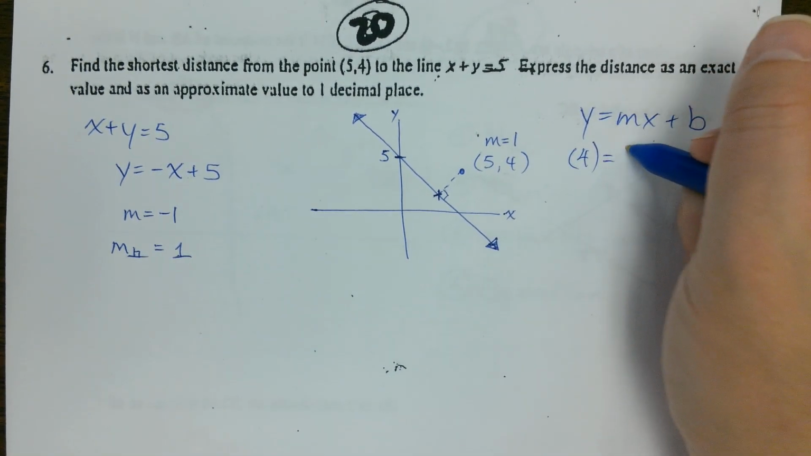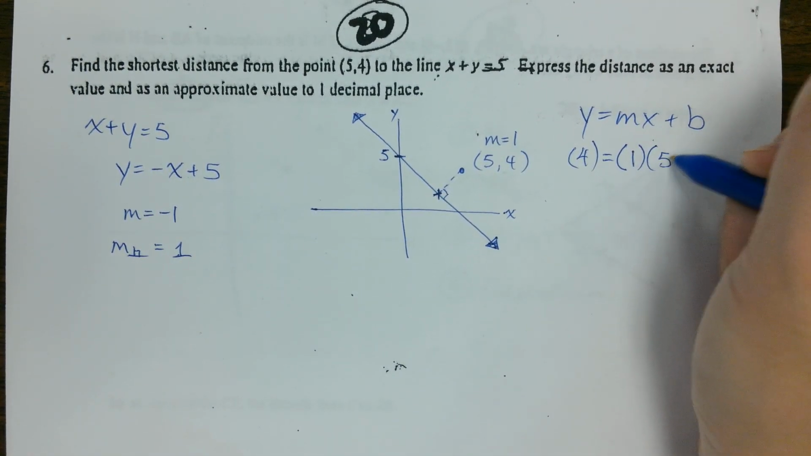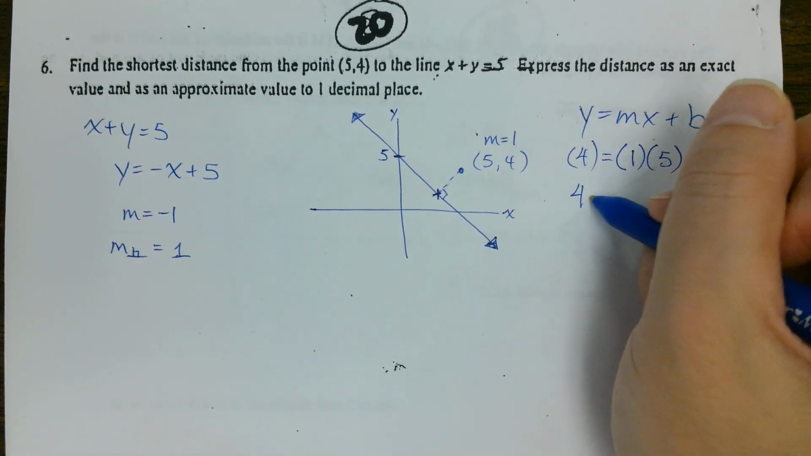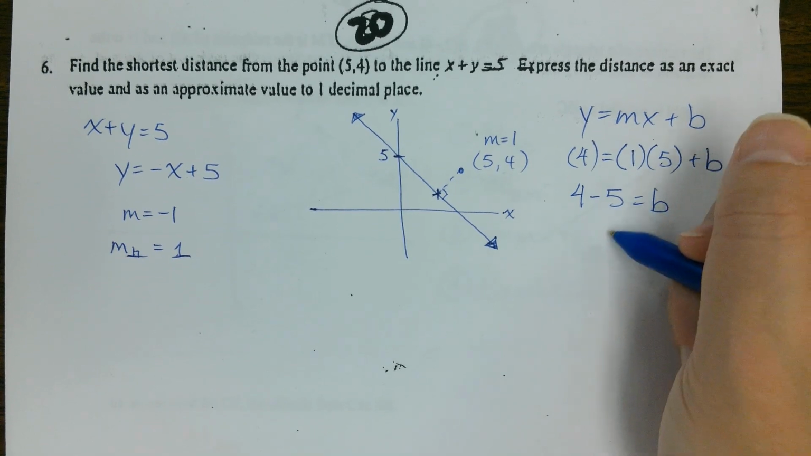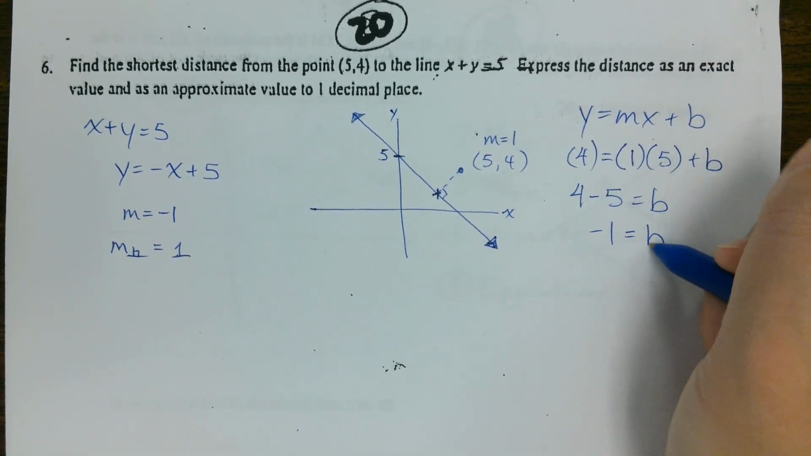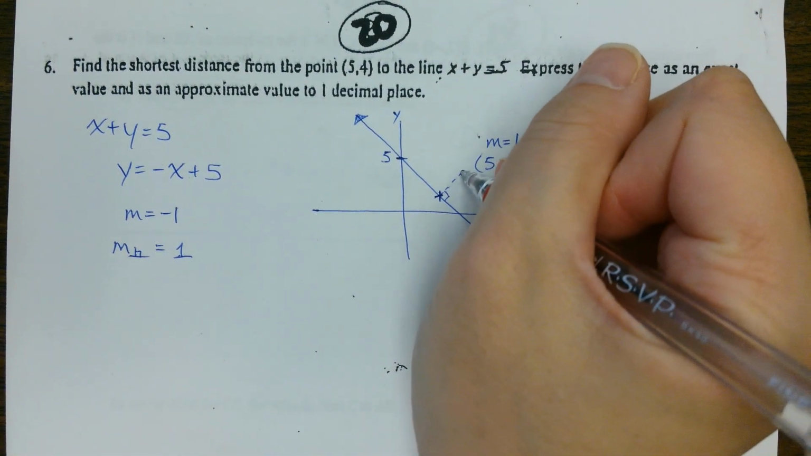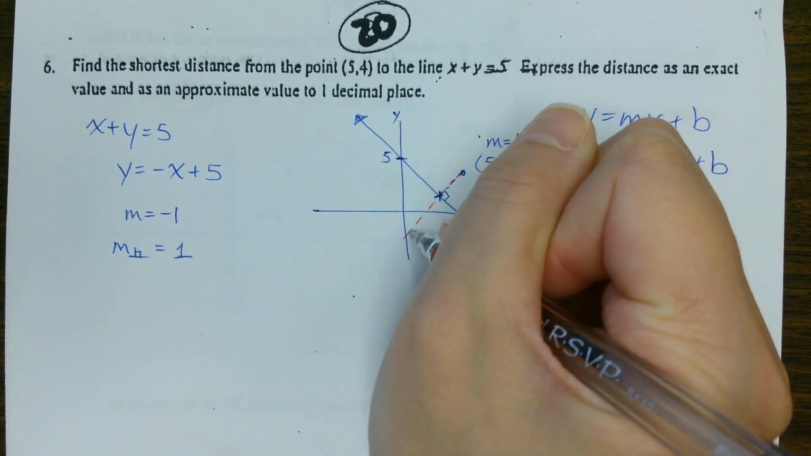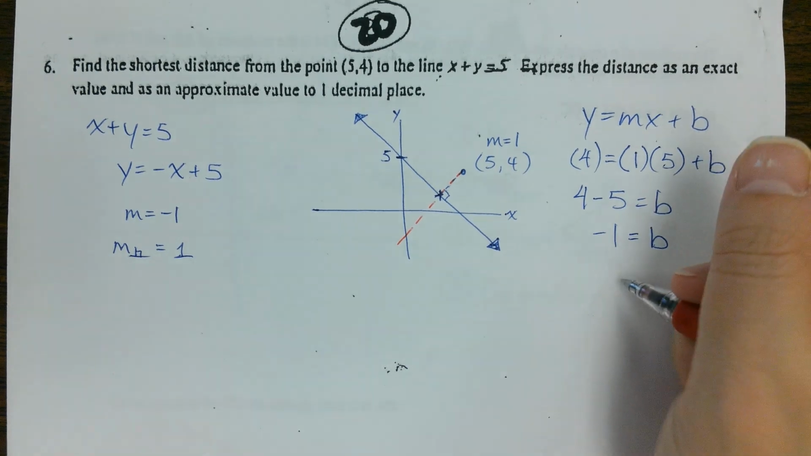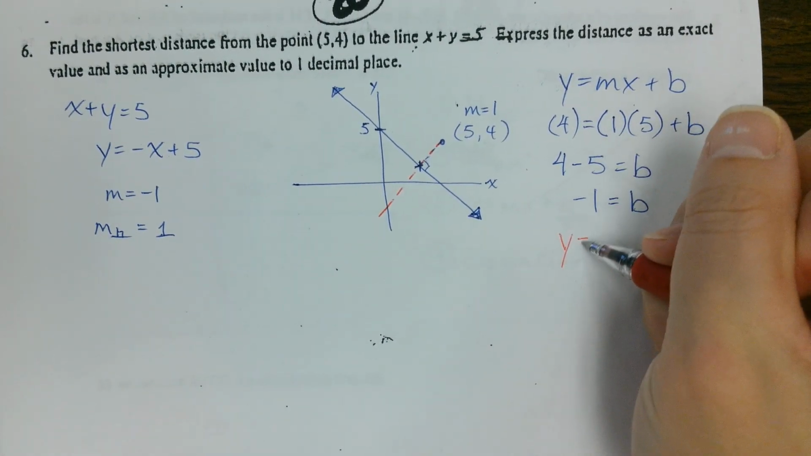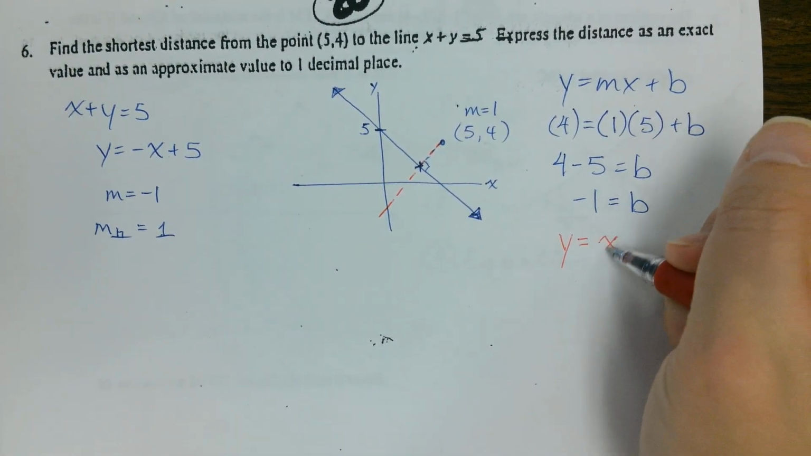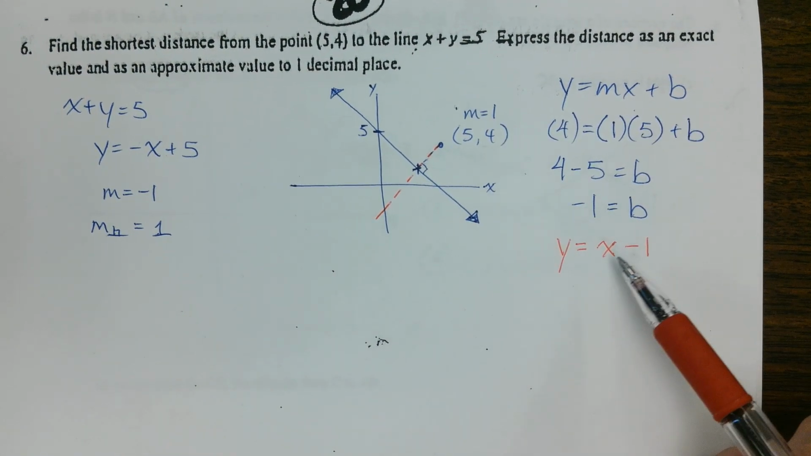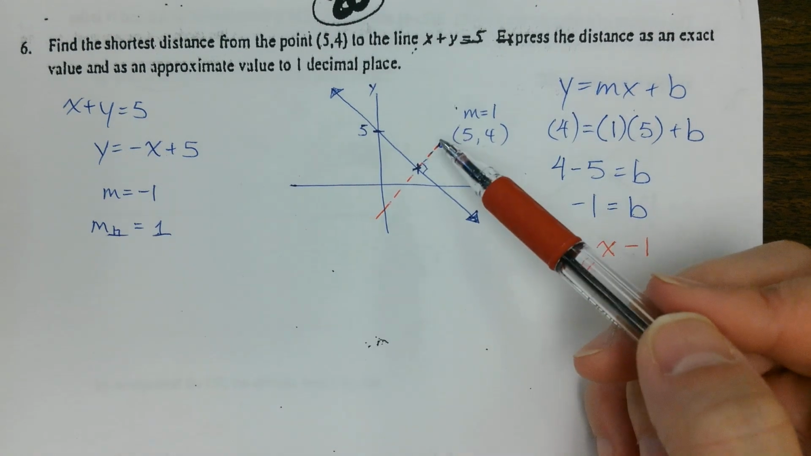So sub in 4 for y, 1 for m, 5 for x. And so when I rearrange it, I'll get that b is -1. So my perpendicular bisector right here has an equation of y equals x minus 1. Okay, so y equals x minus 1 is this line.